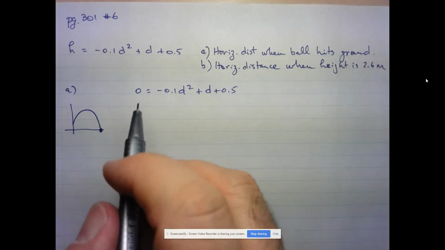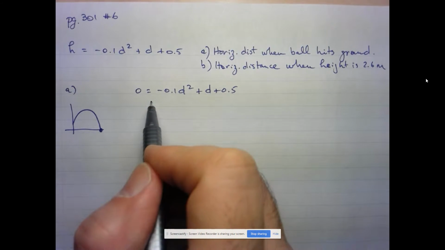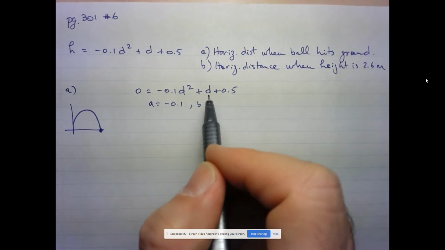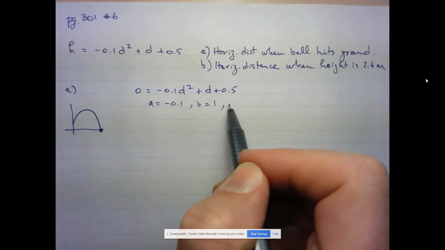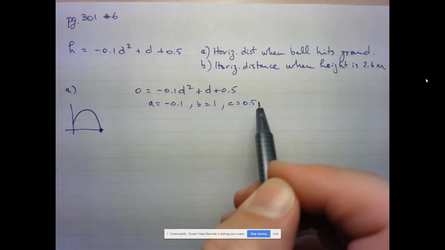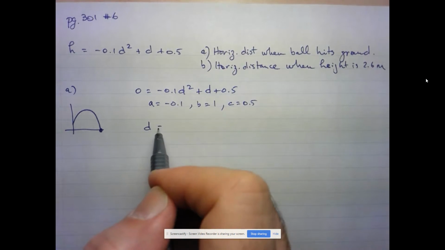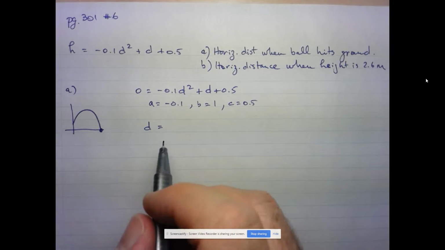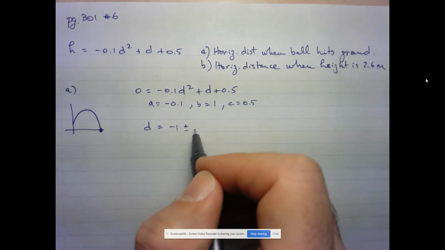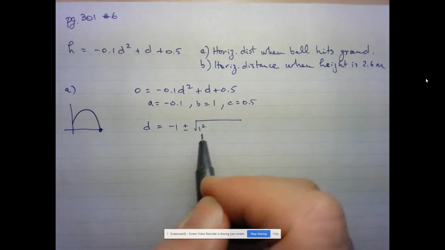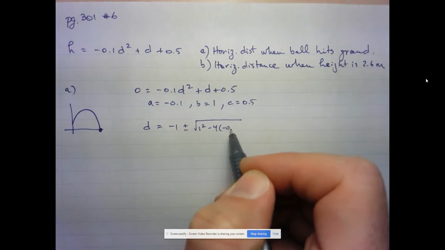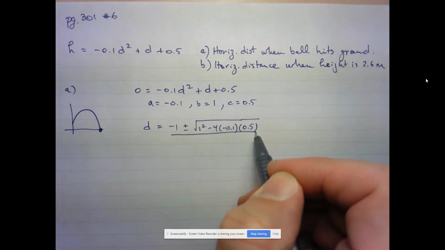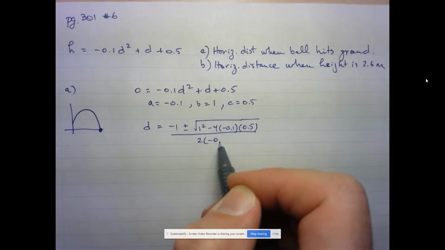Okay, so here, when you're starting to use the quadratic formula, you might want to specifically say what a is. So a is negative 0.1, b is, well, what's the coefficient of d here? It's just 1, and then c is equal to 0.5. And then from here, you put this into the equation. Now, because the x variable is actually a d, you should be using that here. So it's negative b, so negative 1 plus or minus the square root of b squared, so 1 squared minus 4 times a, negative 0.1, times c, 0.5, all over 2a, so 2 times negative 0.1.